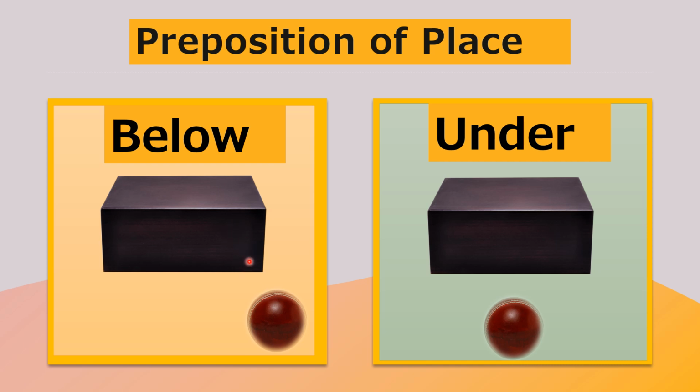Below the box means it is somewhere at the lower level of the box, but not exactly vertically to that box. Whereas under means the ball is below the box, but it is completely vertically under the box. It is at the lower level of the box, that is, vertically to the box. So here the ball is below the box, and here the ball is under the box.